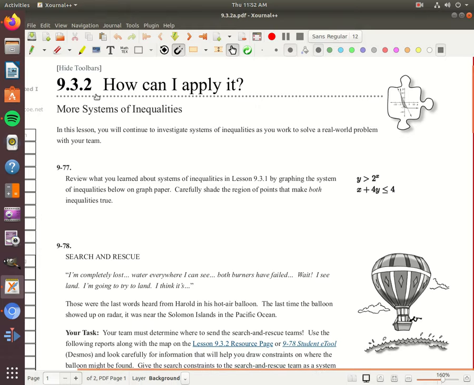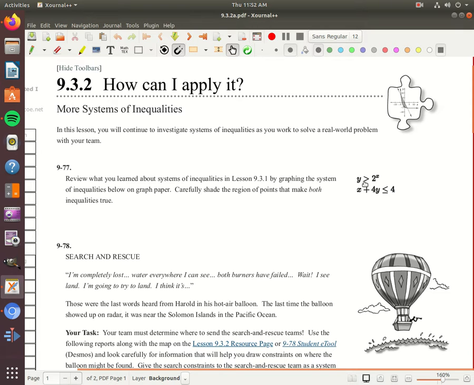Let's go ahead and knock out section 932, more systems of inequalities. In this lesson, we'll continue to investigate systems of inequalities as you work to solve a real-world problem with your team. So review what you learned about systems of inequalities in lesson 931 by graphing the system of inequalities below on graph paper. Carefully shade the region of points that make both inequalities true.